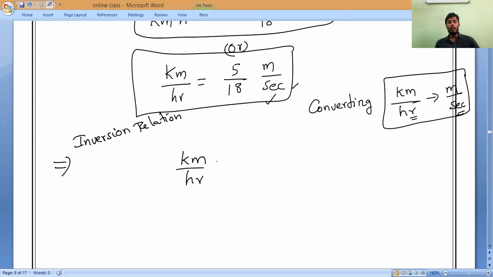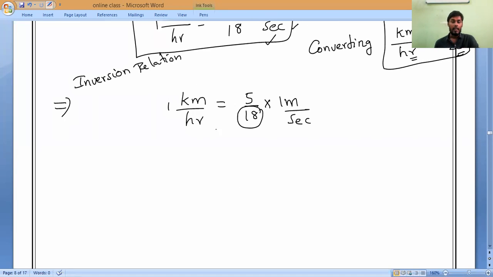So 1 kilometer per hour is equal to 5 by 18 into 1 meter per second. Can I write it or not? Right or wrong? Yes, sir. Now, I want 1 meter per second. Who is extra here? 18 is in division. It will come this side. What will it become? Multiplication. So 18 kilometer per hour is equal to 5 into 1 meter per second.